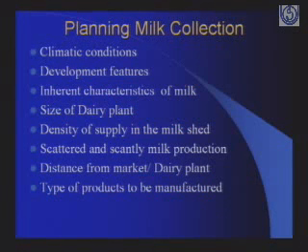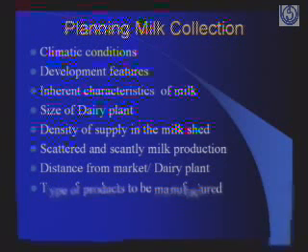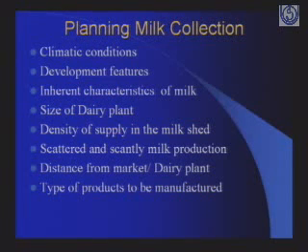Then the size of dairy plant. Collection of milk is planned according to the dairy plant. If plant is small, collection may be from nearby areas. If plant is larger, then collection may be from far away places also. Because in India, in the production of milk, every producer has 1, 2, 3 animals. So it is a small quantity of milk which is produced by a single producer, and then the production is scattered in a wider area.